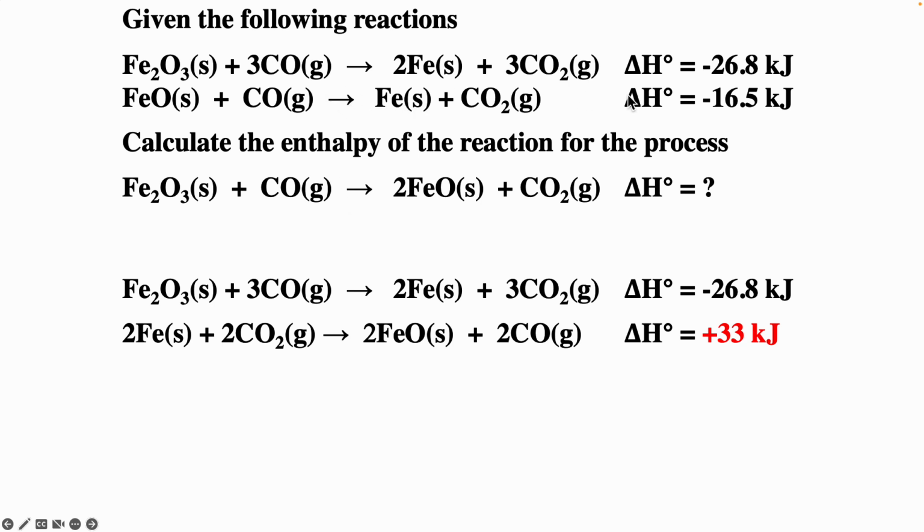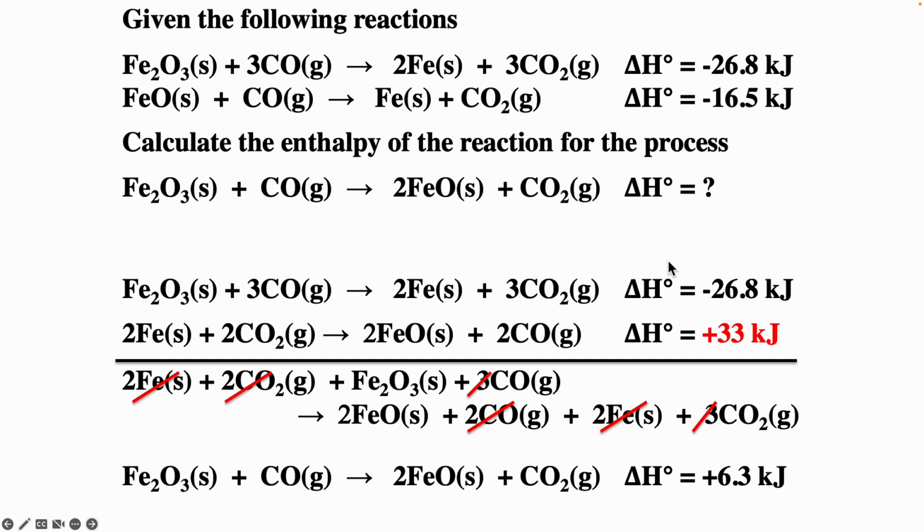And so we flipped it, changed the sign, and so we go from negative 16.5 to plus. We multiply it by 2. 16.5 times 2 gives us 33. Now if we add these two, cancel the things that are common on both sides, and we end up with Fe2O3 plus CO goes to 2FeO plus CO2. When you add reactions, you add the corresponding delta H's, and so 33 minus 26.8 gives us 6.3. And so sometimes the hardest part is to figure out how you have to change the reactions.